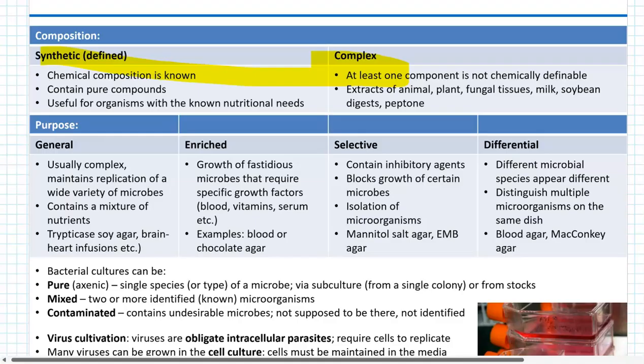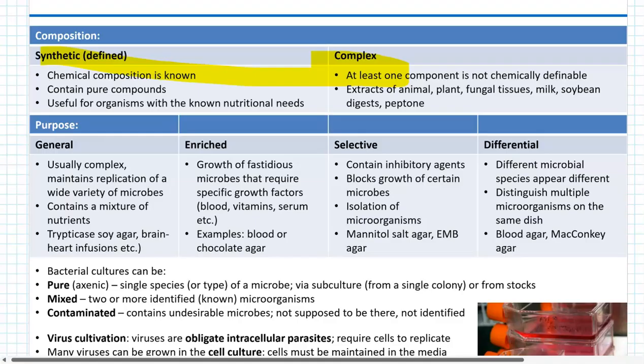Complex medium does not let you do such a thing, because its chemical composition is unknown. By unknown, here's what I mean. Remember we were talking about milk being a medium. If you buy milk at the grocery store, do you know the exact chemical composition of milk? Like all the grams and micrograms of every chemical that is there? You don't. Or even better example, you cook soup at home. Just make some New England clam chowder. Do you know the exact chemical composition? You don't.